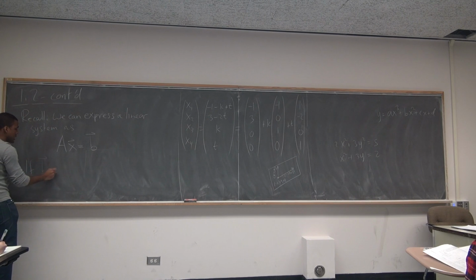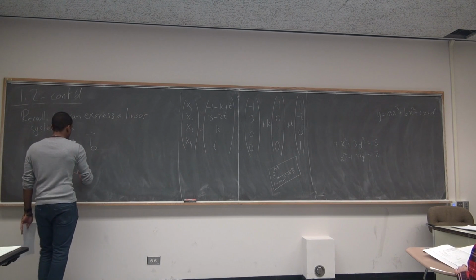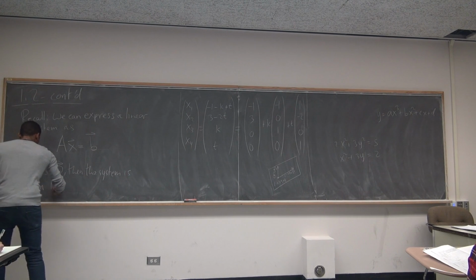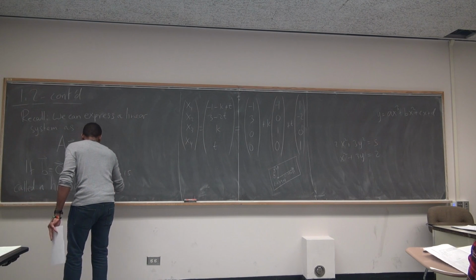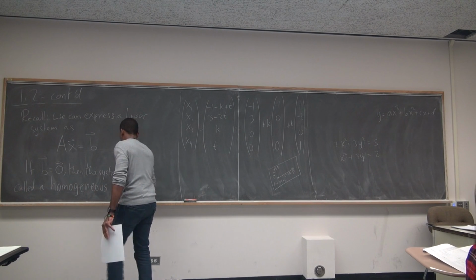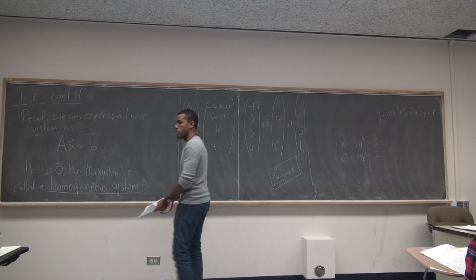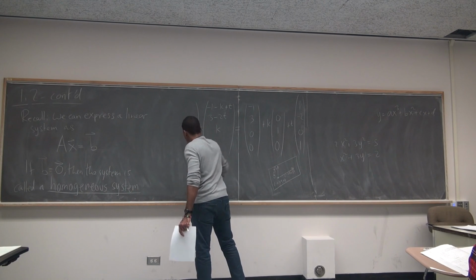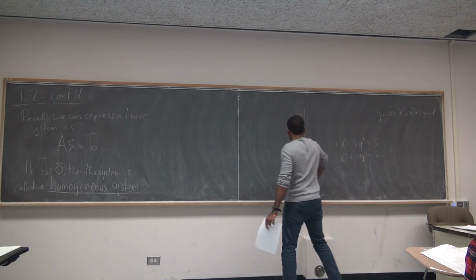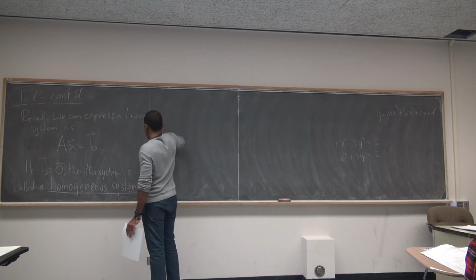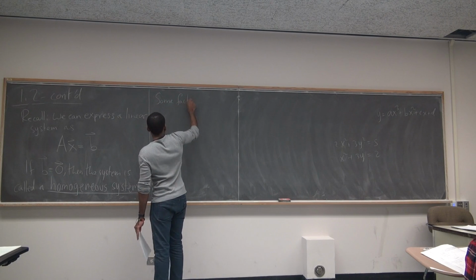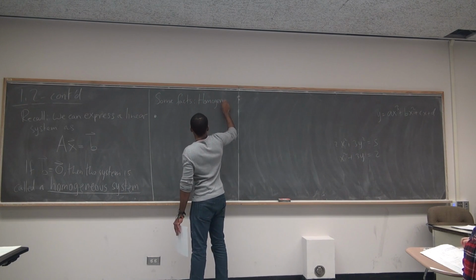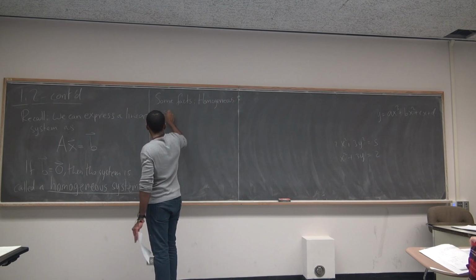If b is actually a 0 vector, then the system is called a homogeneous system. These guys are insanely useful, and we'll use them a lot when we get to vector spaces. But whenever you have all zeros in your answer column, we call that a homogeneous system. Some facts for now. Do you think we can find solutions to a homogeneous system?